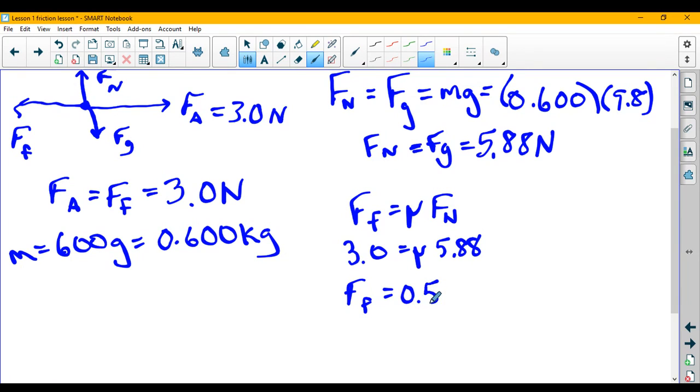This is where I'm going to think about sig figs. I used my 9.8. I had 3.0. I'm going down to 2 digits, so 5.1. Whoops, and that's not the force of friction. Sorry, that is my coefficient. See, even teachers make mistakes. Easy thing to fix. I was solving for my coefficient.